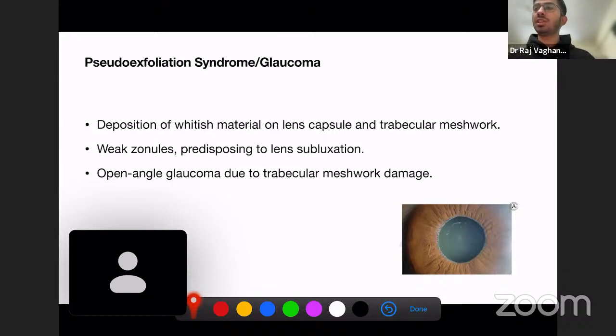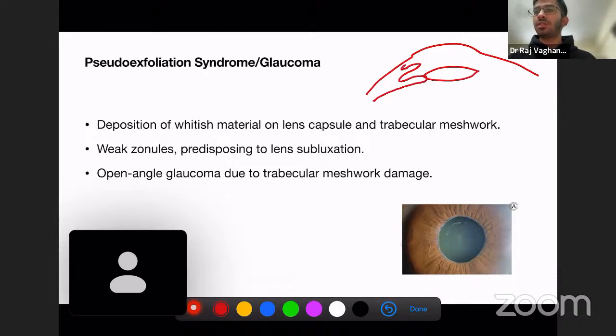Weak zonules means this is your cornea, this is your lens, this is your zonules and this is your iris. So these zonules have become weakened. If these zonules are weak, what will happen? The lens will not be in place, and there's a risk of lens subluxation. Subluxation means moving out from its own place, or displacing from its own place. So that is lens subluxation.